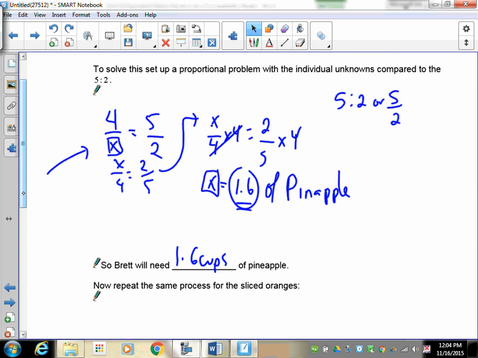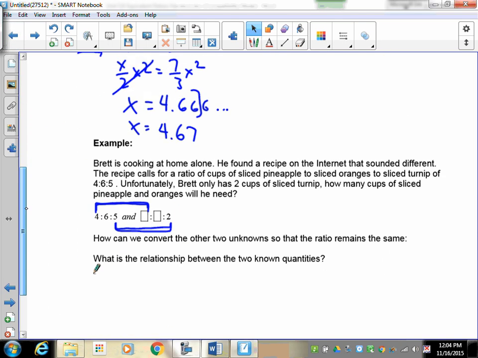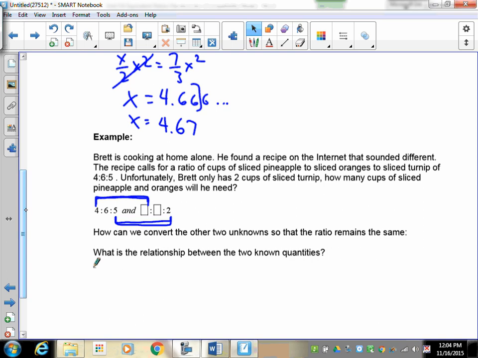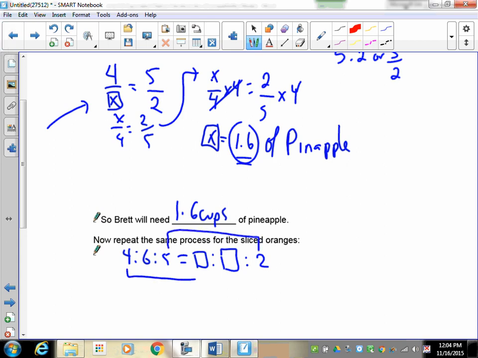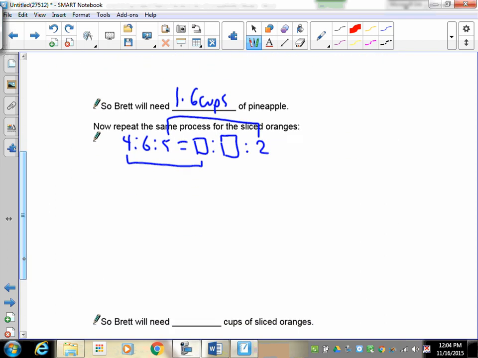So I'm going to go back here. Our ratio was, where are we at here? 4 to 6 to 5. All right, and it was equal to box to box to 2. All right, so this is what we were working with earlier. All right, now we solved the 5 to 2 ratio. So we used the 5 to 2 ratio to solve the 4 to box ratio. So now what we're going to do is we're going to do the exact same thing. I'm going to use the 5 to 2 ratio to solve the 6 to box ratio. It's the same thing.